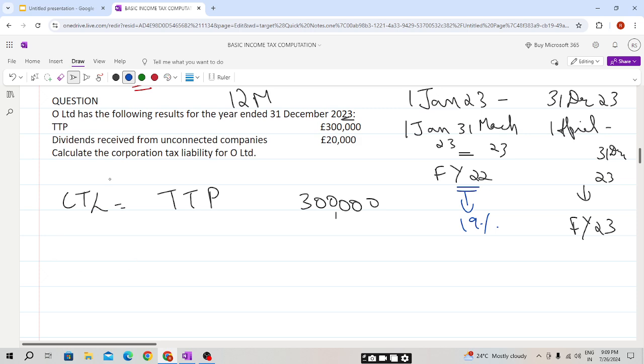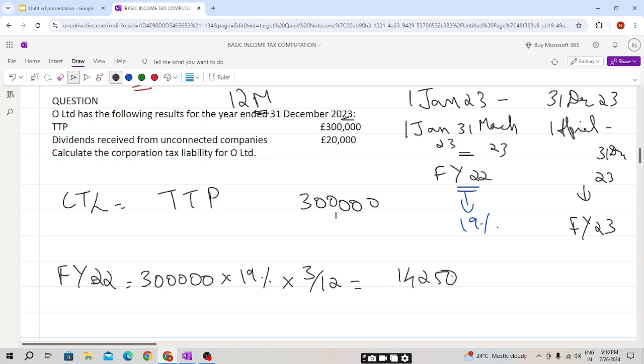So students, as we know, for the finance year 22 it is 19%. This 300,000 is for the whole 12 months. So students, 12 months means for 3 months it will be at 19%. So 300,000 into 19% into 3 divided by 12. I hope this is clear. This will be 14,250. Our corporation tax liability for finance year 22 will be 14,250.